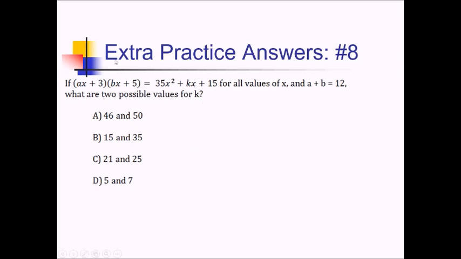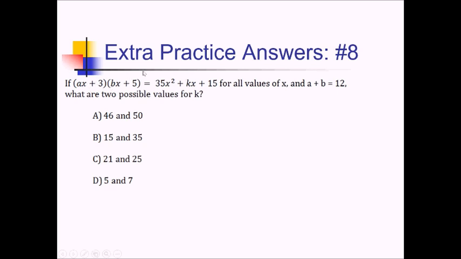On this one, we have ax plus 3 times bx plus 5 equaling this expression here for all values of x. And they're also telling us that a plus b is 12. Based on this, they want two possible values for k. So since I've got two different representations of the same thing, I'm actually going to multiply this left side out.